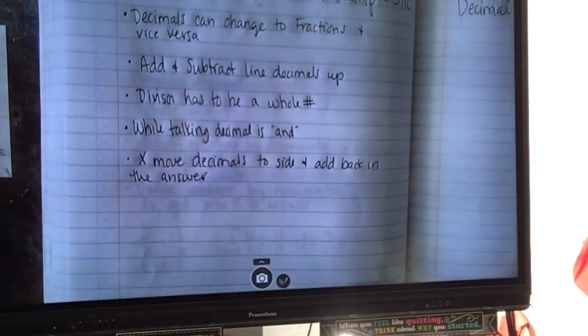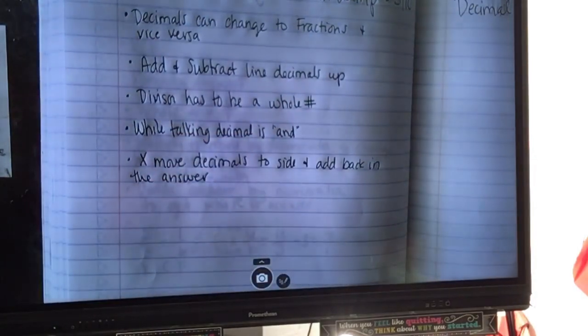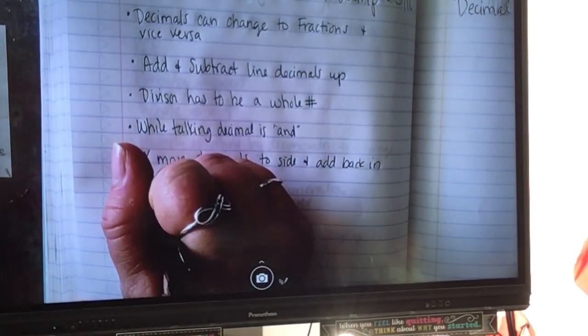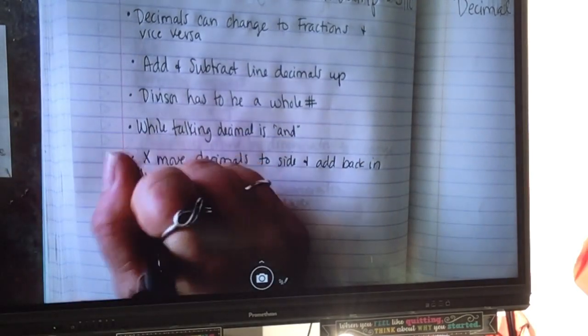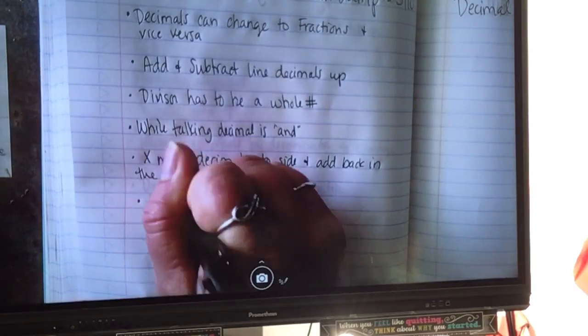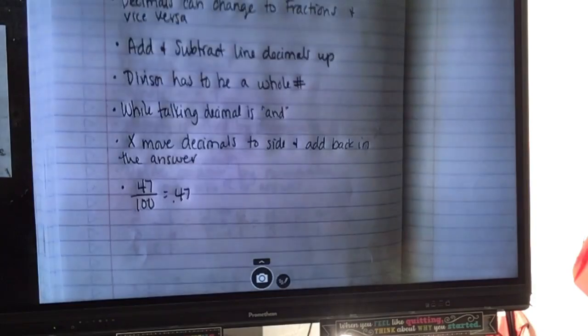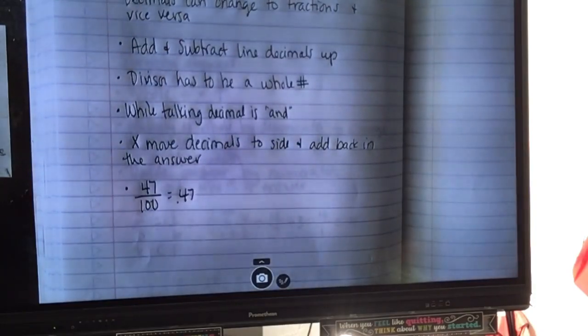Alright, what else are we right? I have no example. Excuse me, what? I have an example. Okay, go ahead. I did 47 over 100 is 0.47%. Okay. Alright, what else? What else did we write?